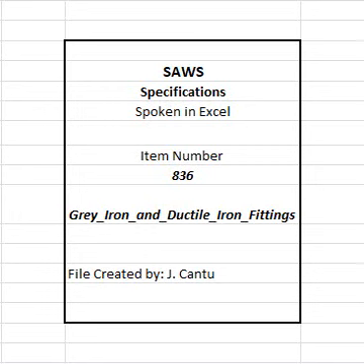San Antonio Water System Standard Specifications for Construction. Item No. 836. Gray iron and ductile iron fittings.